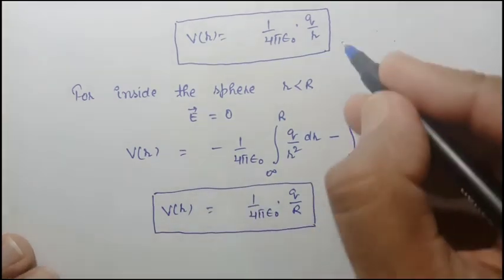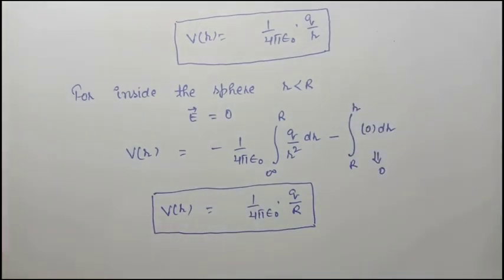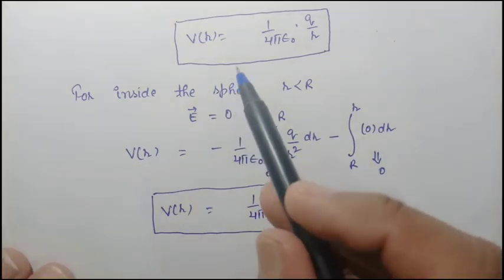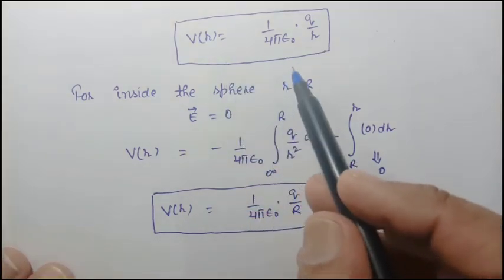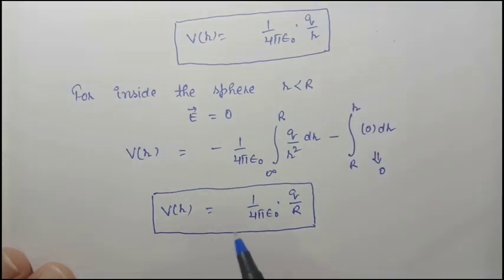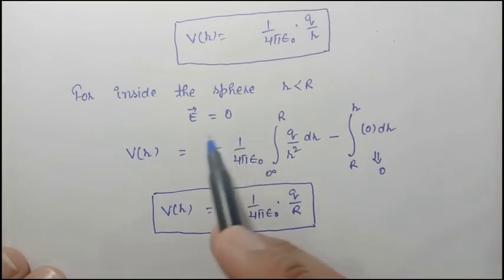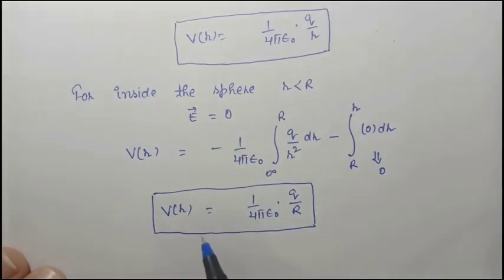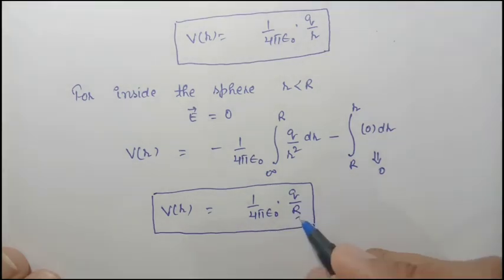So here if we compare these two equations, then in the first case for outside a sphere, potential is equal to 1 over 4 pi epsilon naught into Q over r. Here we have a small r, and in this case we have a capital R, that is the radius of the sphere. So when we observe this equation, we observe that although electric field is equal to 0, still we have some value of potential, and that potential is constant because R is constant and Q is constant here. Okay.